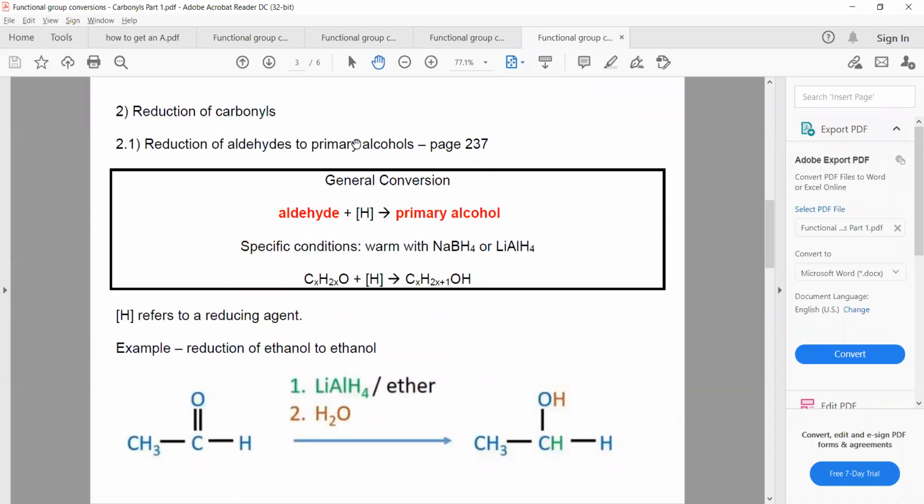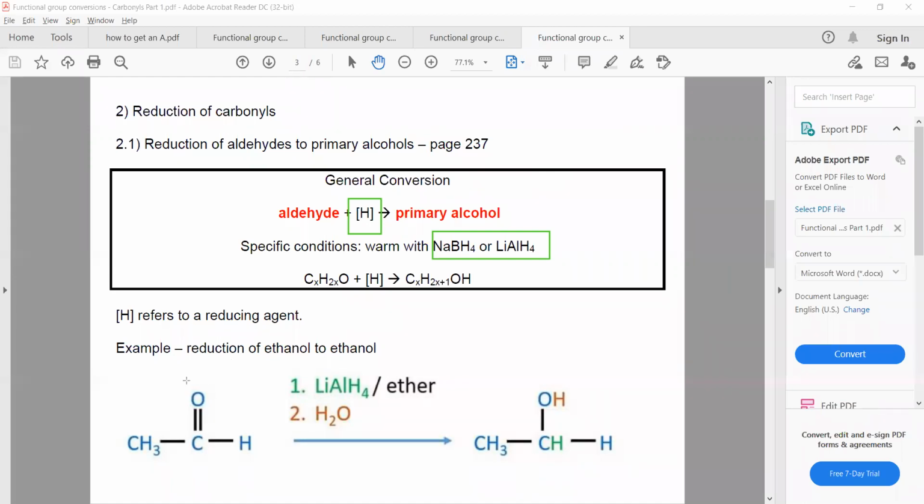What we need now is a reducing agent, and we write the reducing agent as square brackets with the H. A reducing agent is something that adds hydrogen or removes oxygen. The two that we're going to use are sodium borohydride or lithium aluminium hydride. There are other reducing agents, obviously, probably thousands, but these are the two that we're going to focus on.